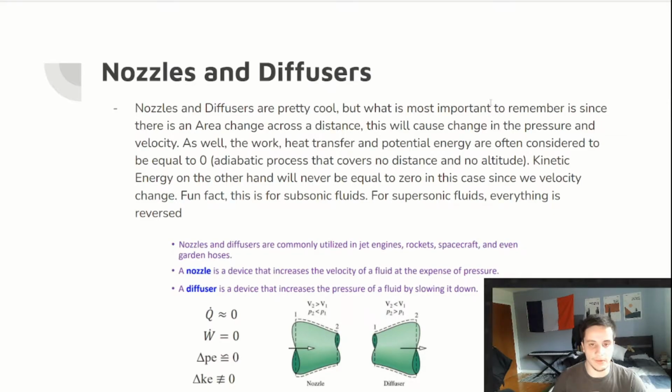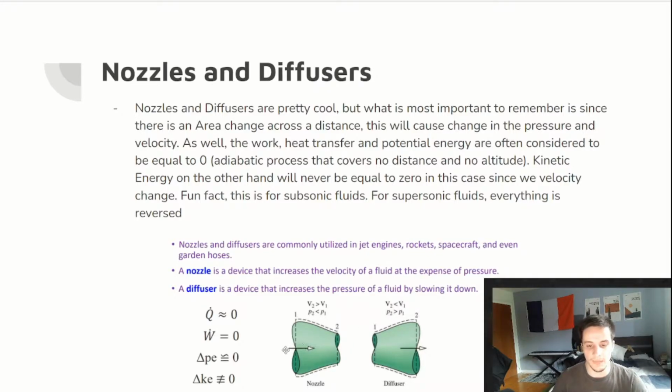And then finally, nozzles and diffusers. The most important thing that you need to remember for nozzles and diffusers is that most of the time heat transfer will be equal to 0 unless it is specified by the exercise. Work will be equal to 0. The potential energy will be equal to 0 because you're not having any change of height, you're just going straight. And then kinetic energy is never going to be equal to 0. It's kind of the purpose of these items, in fact.